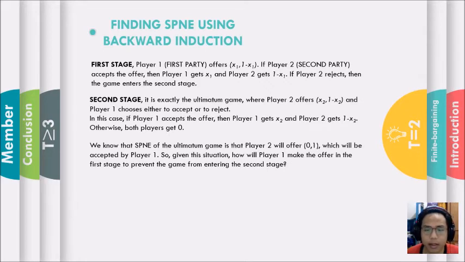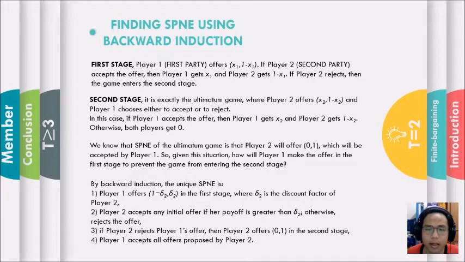So, given this situation, how will player 1 make the offer in the first stage to prevent the game from entering the second stage, so that he will not get a payoff of 0? In fact, by backward induction, the unique SPNE of the game is that player 1 offers 1 minus delta 2 in the first stage, where delta 2 is the discount factor of player 2. Then player 2 accepts any initial offer if her payoff is at least delta 2, otherwise she rejects the offer. If player 2 rejects player 1's offer, then player 2 offers 0 and 1 in the second stage. Then player 1 will accept all offers proposed by player 2.